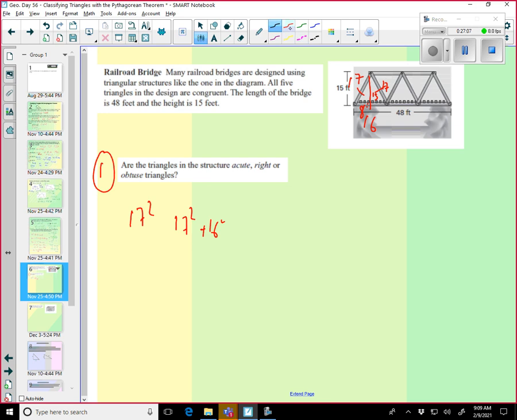So isosceles triangle, we know that 17 square is going to be 289, and obviously we know that this is going to be less. 17 square is going to be less than 17 square plus 16 square. So we have of this particular format, c square is less than a square plus b square. So it's an acute triangle. I hope this is clear. Let's see the next one.